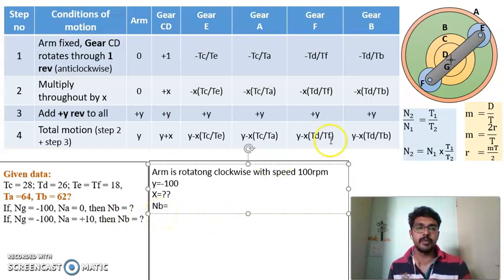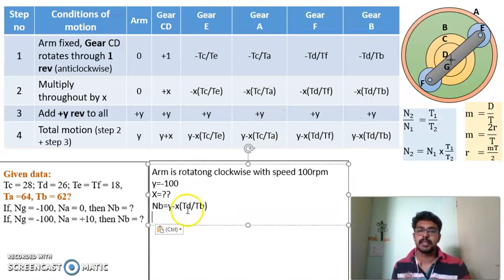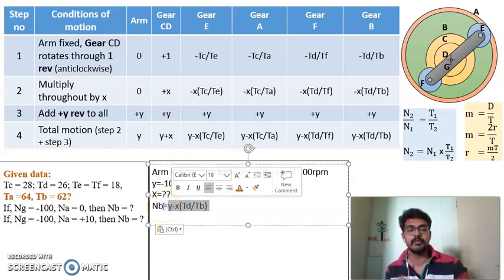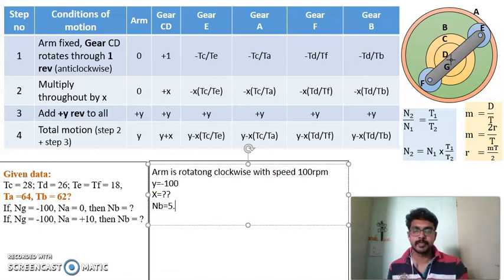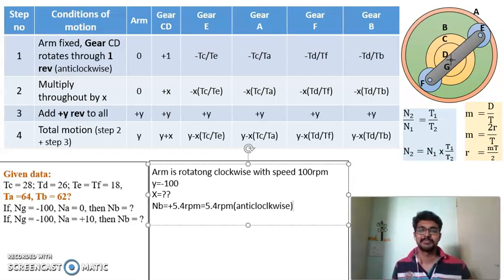Value of gear B will now be equal to this term that I have over here, that is y minus x into TD by TB. Substituting all relevant terms, finally you will be left with the answer that gear B will be equal to around 5 RPM. Let me just check my notes how much it is. Yeah, so it is 5.4 RPM. So here it is plus 5.4 RPM. So what it means is, this is rotating with a speed of 5.4 RPM in the anti-clockwise sense. I will just keep it as anti-clockwise. That's it. Thank you.